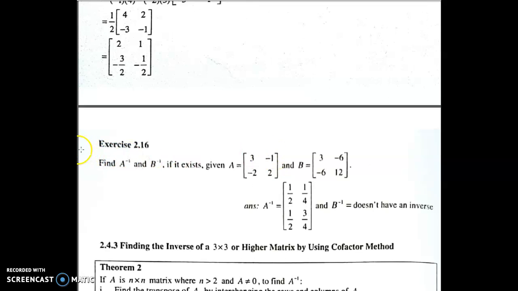So for this exercise, let's just get the idea whether they have an inverse or not. So 3 times 2 is 6. 6 minus -2, so 6 plus 2 is 8. For A, the determinant is not equal to 0, so we can find the inverse. As for B, 3 times 12 is 36. 36 minus 36 is 0. So for B here, it doesn't have an inverse. So that is how you find the inverse for 2 by 2.